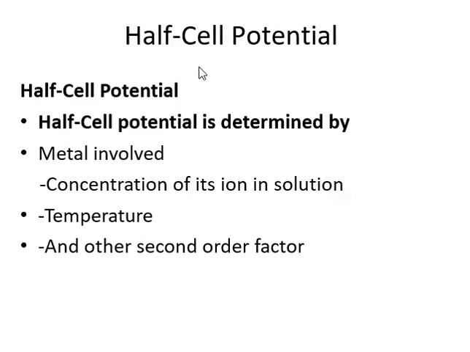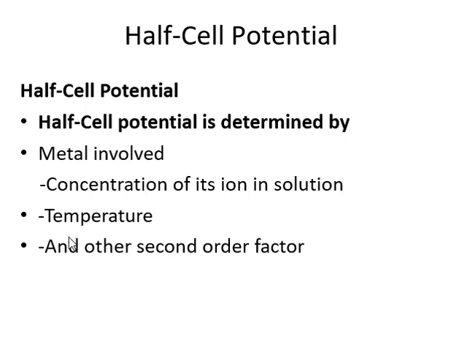And the next topic is half cell potential. Half cell potential refers to the potential developed at the electrode of each half cell in an electrochemical cell. In an electrochemical cell, the overall potential is the total potential calculated from the potentials of the two half cells. The difference between the potentials of the two half cells in an electrochemical cell is called the cell potential.